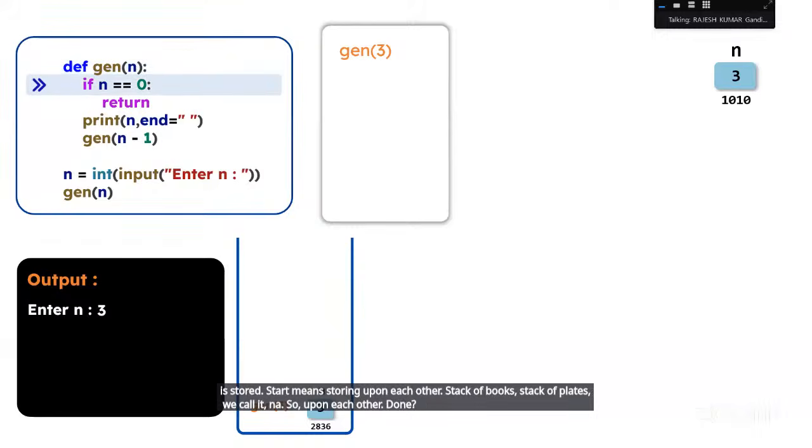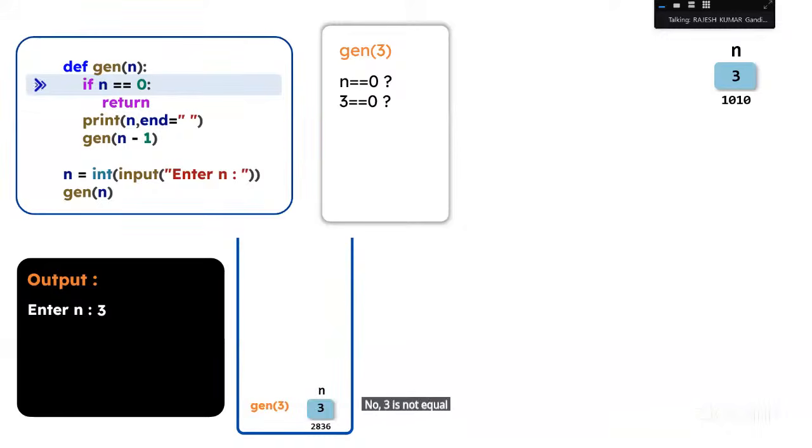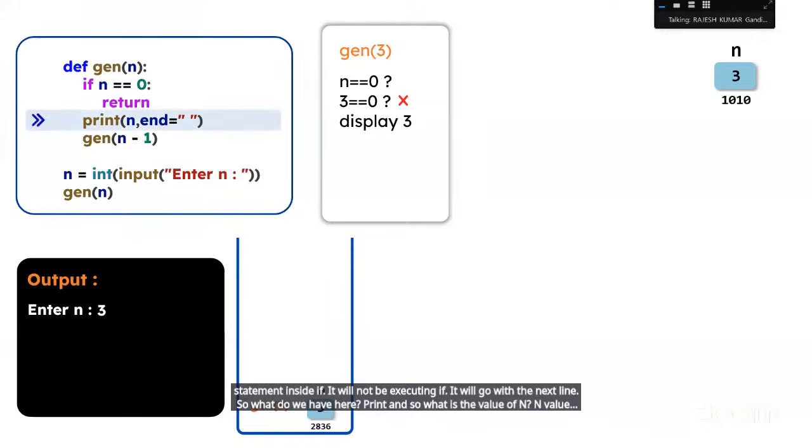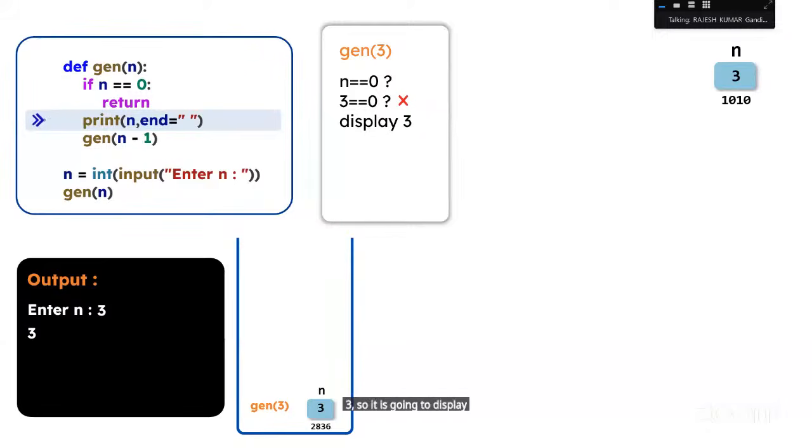Now see, is n equal to 0? 3 equal to 0? No, 3 is not equal to 0. Then it will not execute the statement inside if. It will go to the next line. Print n. So what is the value of n? N value is 3, so it is going to display 3. Very good.